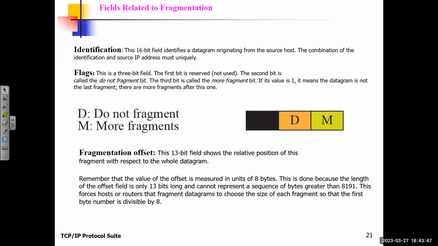So what is the identification? It's 16 bits. The field has to be 16. So again, how will it be unique? It has to be unique. It will be unique when you combine the identification with the IP address. When you combine them, it has to be unique. I cannot say the fragment has the same identification as my neighbor. It has to be different, or everything will be mixed.